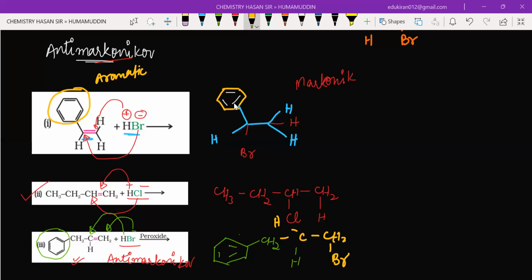Yeah, the name will be sub branch as well. You can go for 3-bromopropylbenzene. This will be the main chain. So this will be your one, and here it will be 1, 2, 3: 3-bromopropylbenzene.